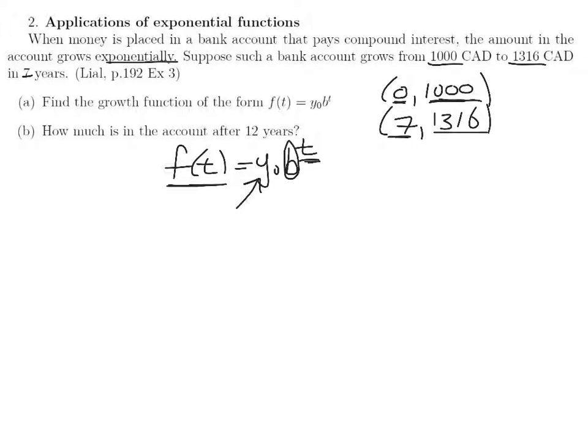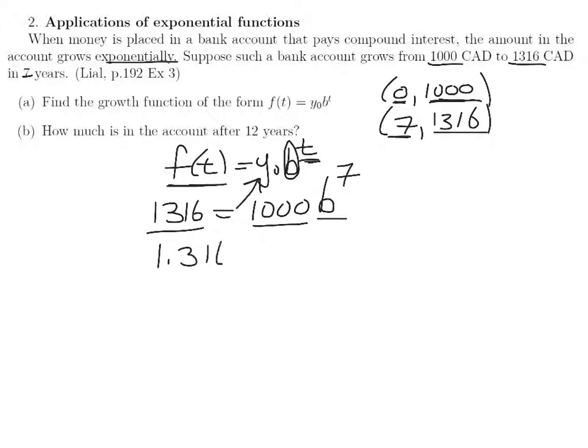So let's substitute the values we have and rearrange our equation to isolate b and see what b is equal to. So here we have 1,316 is equal to 1,000 b to the 7th. Okay, so b is in this exponent. We're going to have to see how we're going to get that b out of there. So the first thing we do is divide both sides by 1,000. So we have 1.316 is equal to b to the 7th.